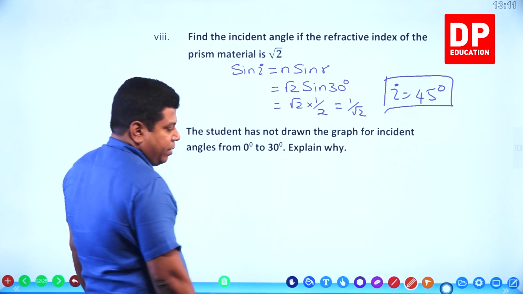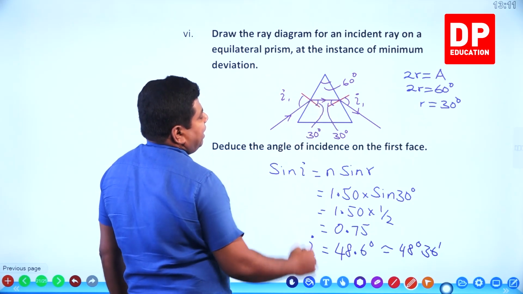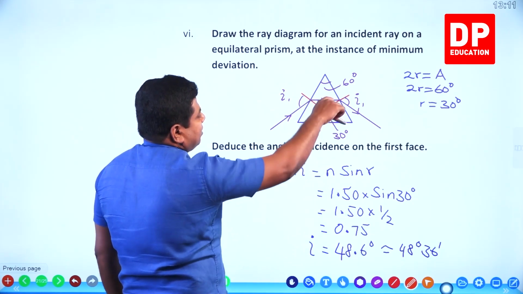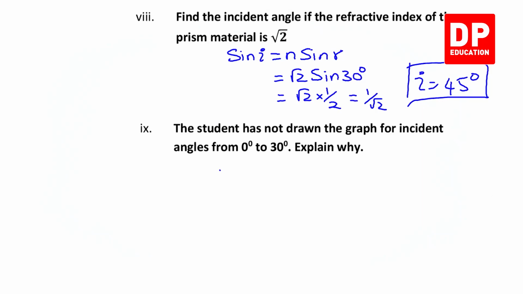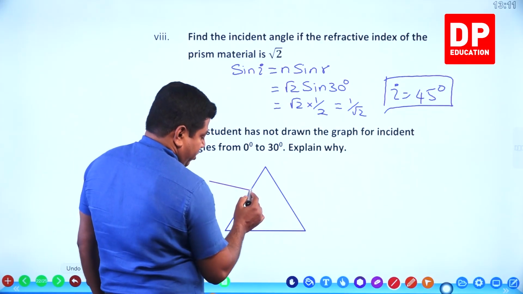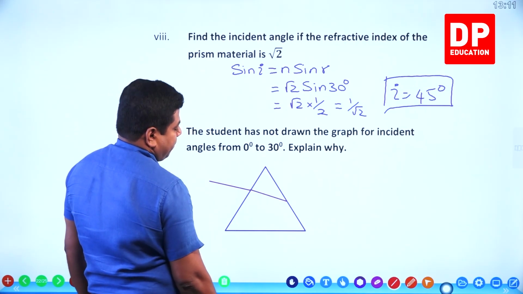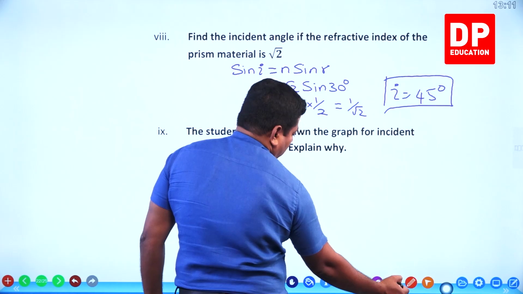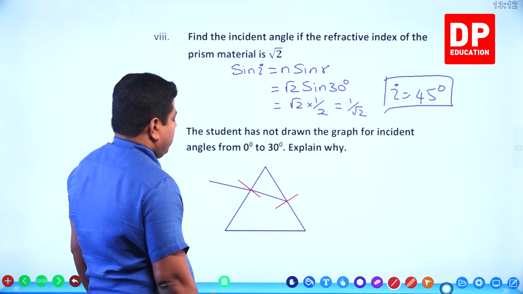Explain why. Imagine here if the angle is less, then this angle also will be less. Then what will happen when it reaches the other surface? Let me show you. Look at this. You get the ray like this. Deviation will be a little less, then you will get the refracted ray would be something like this. Let me draw the normal.